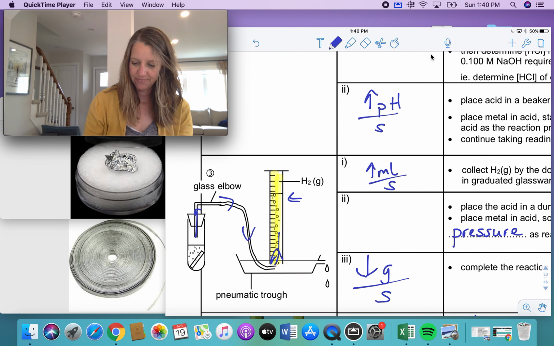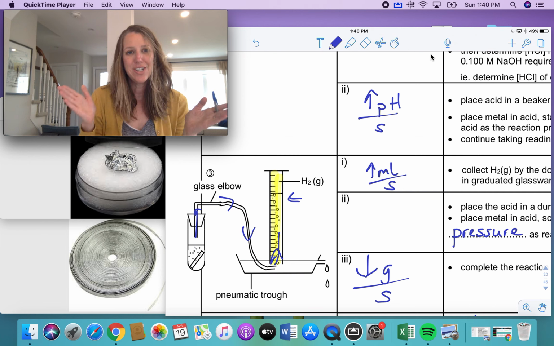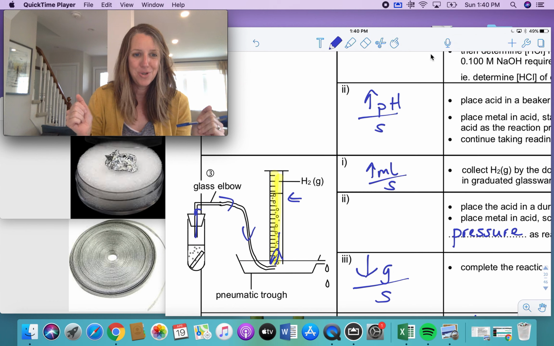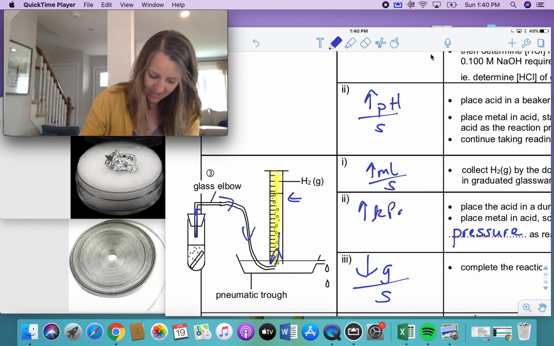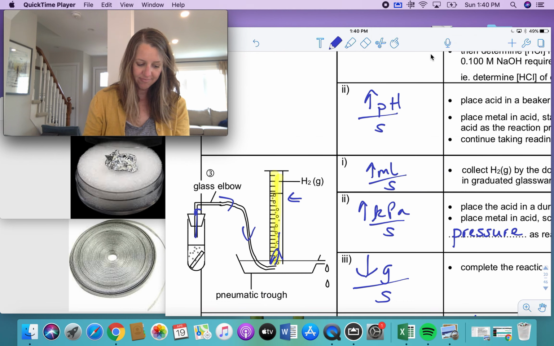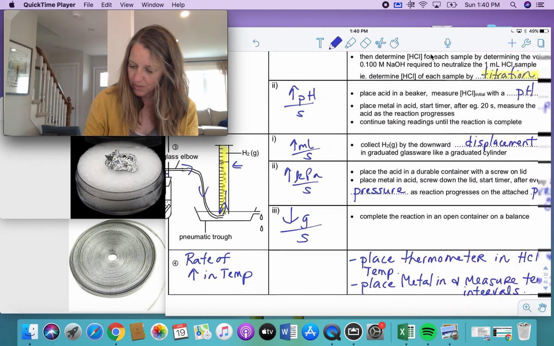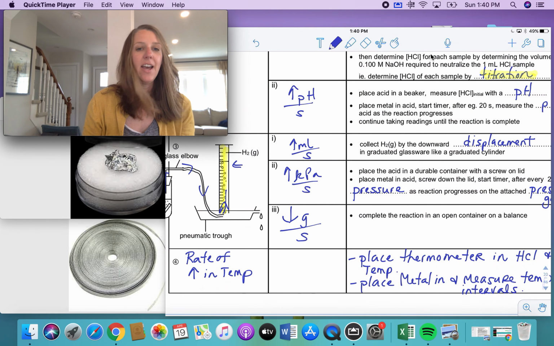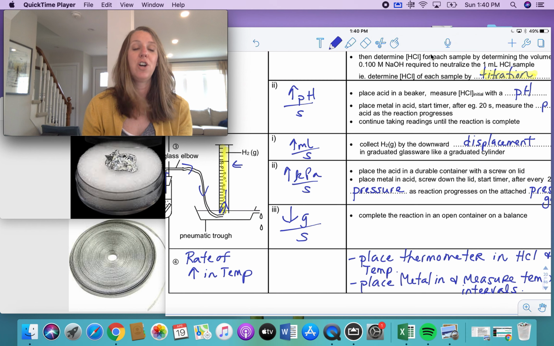per time. Also know that you're going to be creating a gas which is going to increase the pressure. So what if you want to measure the pressure? You could do that: increase in kilopascals per time. And the last one here would be completion of the reaction in an open container on a balance. If you did that, you can get a mass change, so you've got your decrease in mass over time. Again, another way you could measure the rate of a chemical reaction.